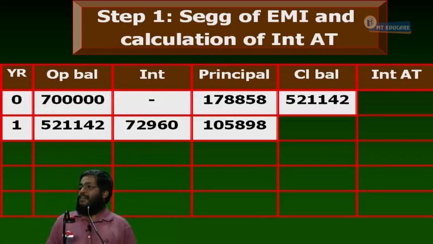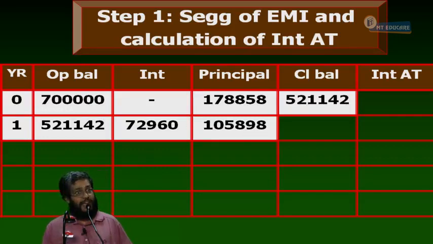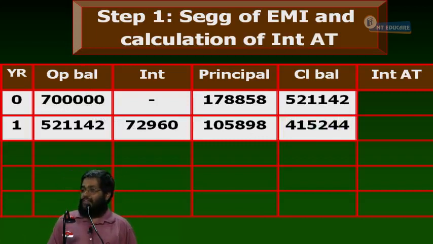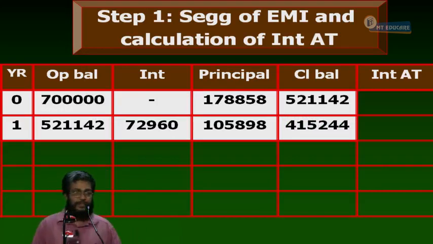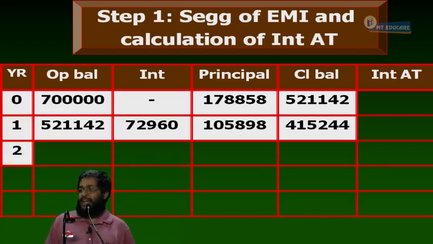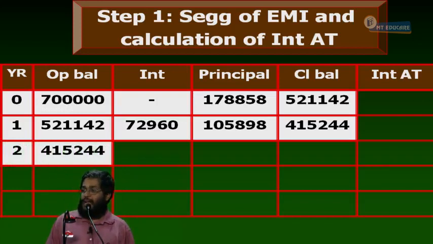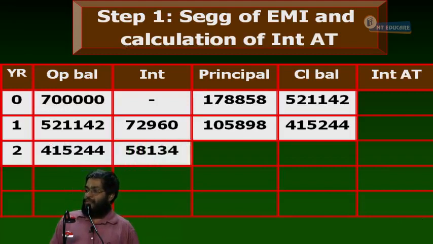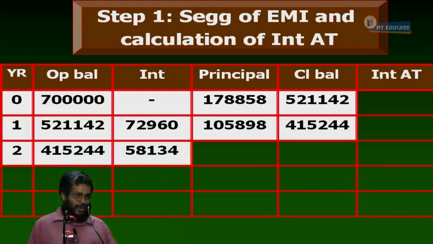Next, out of 521,142, the end of first year EMI recovers how much principal? 105,898. What is the balance principal outstanding? 415,244. Okay. Second year, what is the principal outstanding? 415,244. My question is, on this 14% interest is due, how much rupees? 58,134.